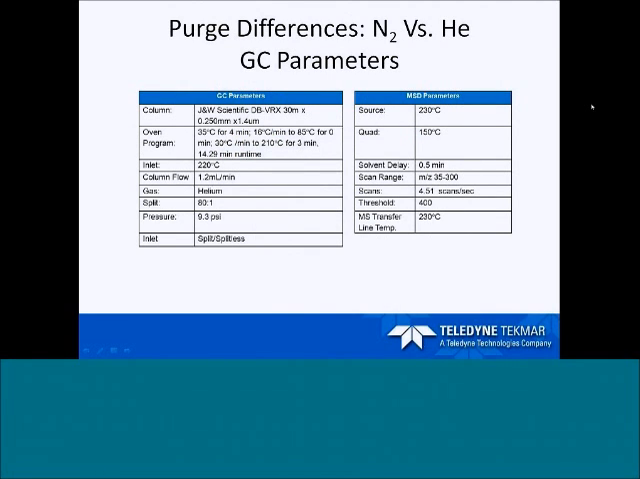Here are the GC mass spec parameters we use for this study. Again, very typical parameters. We use a VRX column, 80:1 split ratio, really nothing out of the ordinary.